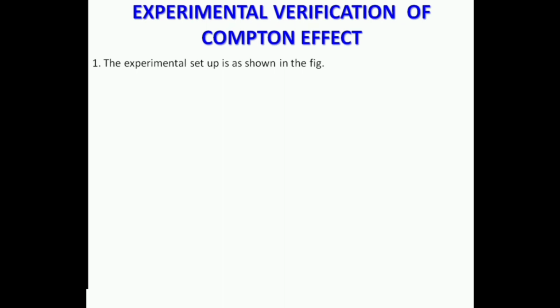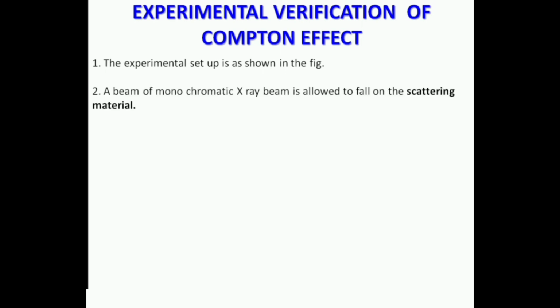This experimental setup is shown in the last slide. A beam of monochromatic X-rays is allowed to fall on the scattering material. The scattered beam is received by a Bragg spectrometer, which is moving on the circular table.